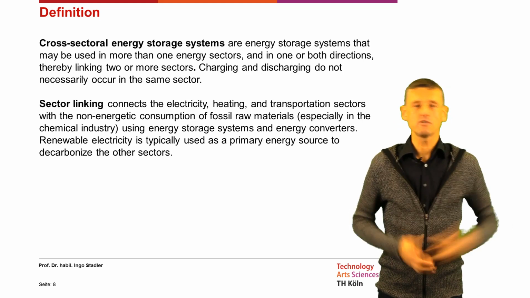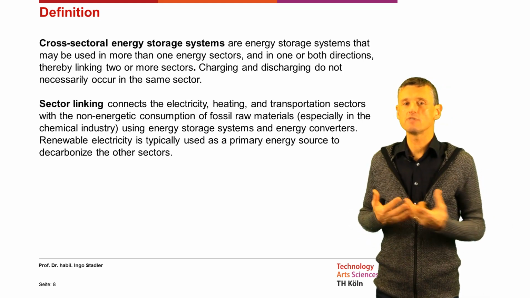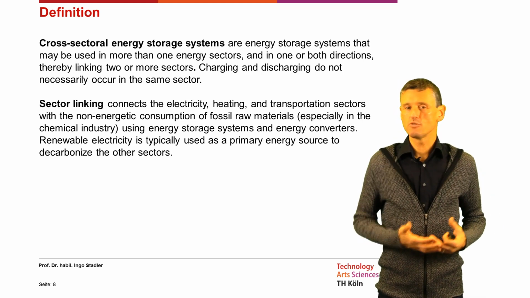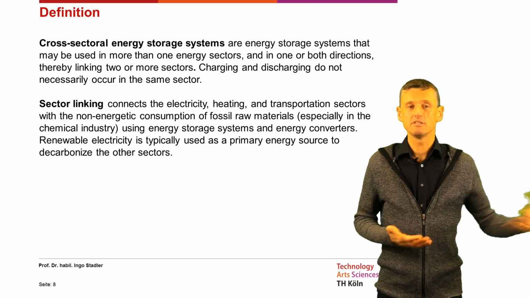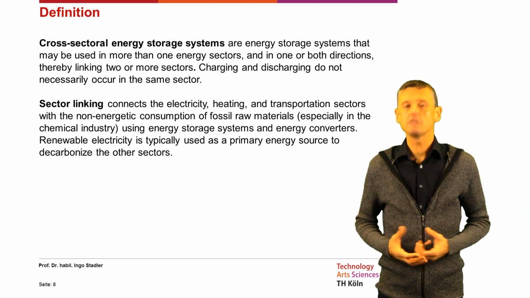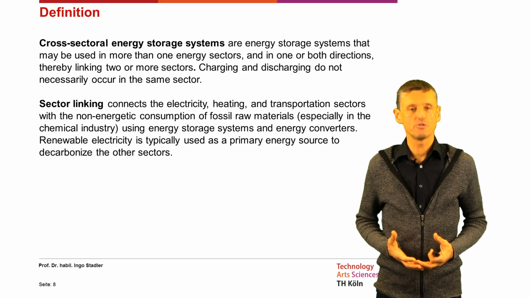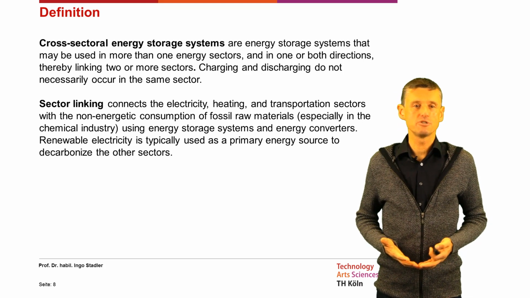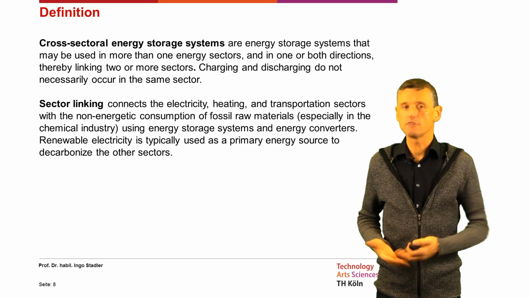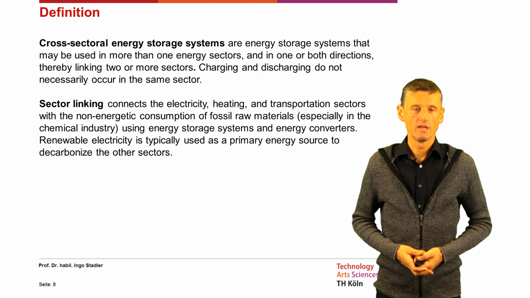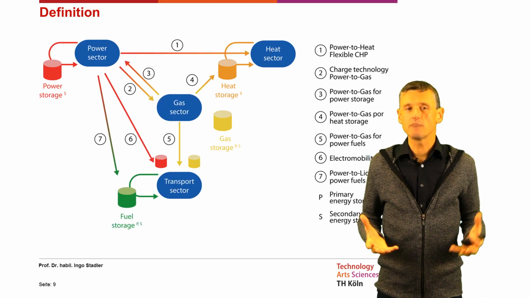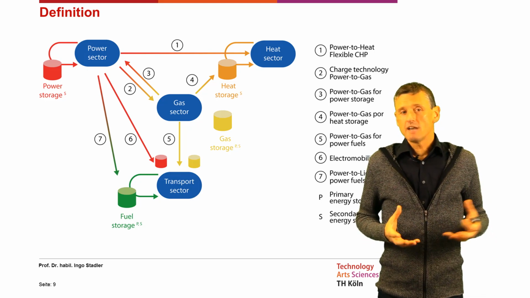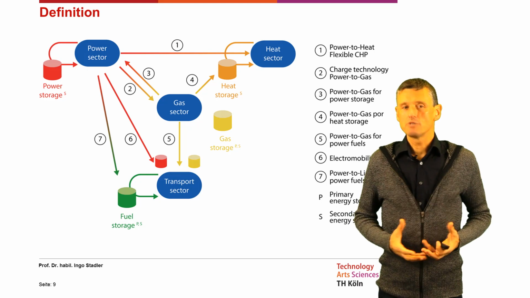And sector linking connects the electricity, heating and transportation sectors with the non-energetic consumption of fossil raw materials, for example in the chemical industry, using energy storage systems and energy converters. Renewable electricity is typically used as a primary energy source to decarbonize other energy sectors. And this is an overview of the coupling of different energy sectors. When we start in the upper left corner, we have the power sector.